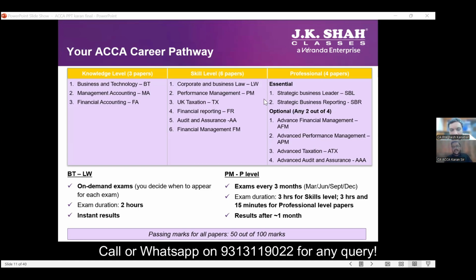Correct. In the optional papers, you have AFM, then costing, which is Advanced Performance Management, then taxation, and Advanced Audit and Assurance. Out of these 4, they have to select any 2 optional papers. Any 2, yes. And sir, as per your experience, what has been the preference of the students? Because I think you have spent how many years in ACCA coaching now, sir? 7 years. 7 years. So what has been your experience in this?